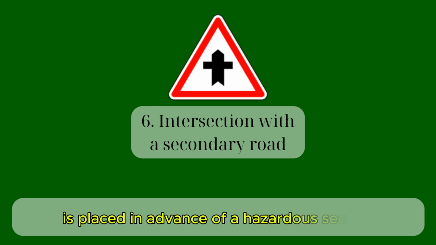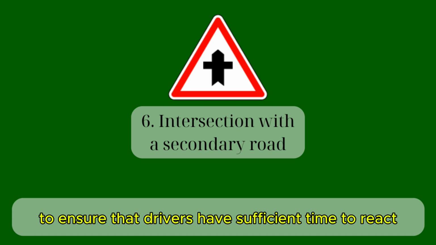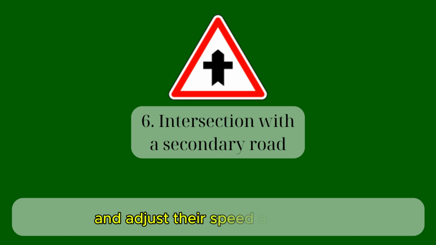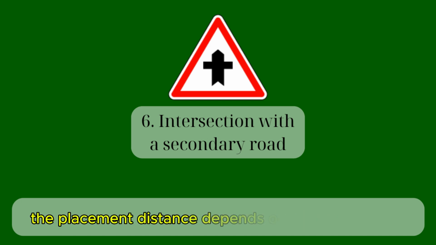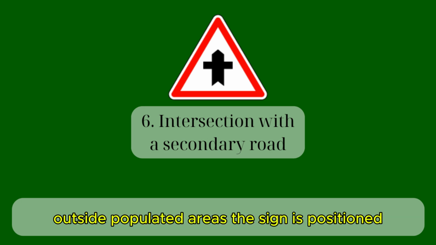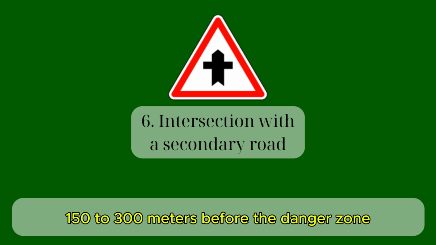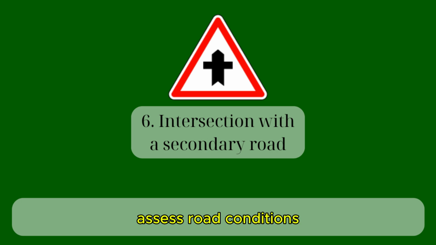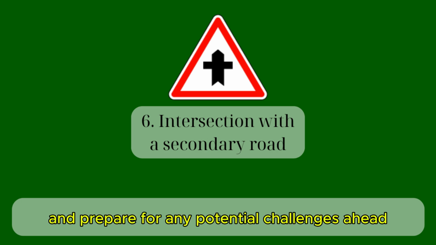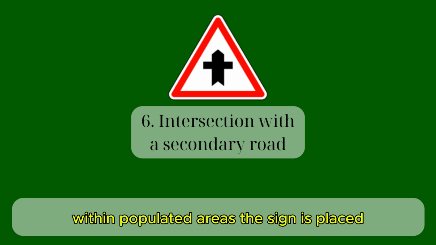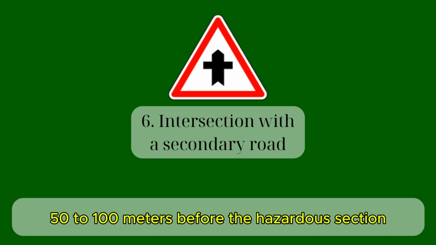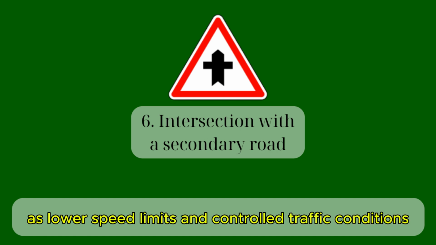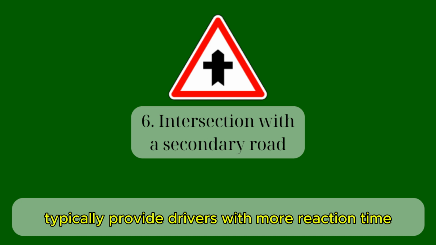This road sign is placed in advance of a hazardous section to ensure that drivers have sufficient time to react and adjust their speed accordingly. The placement distance depends on the type of area. Outside populated areas, the sign is positioned 150 to 300 meters before the danger zone, allowing drivers to gradually slow down, assess road conditions, and prepare for any potential challenges ahead. Within populated areas, the sign is placed 50 to 100 meters before the hazardous section, as lower speed limits and controlled traffic conditions typically provide drivers with more reaction time.